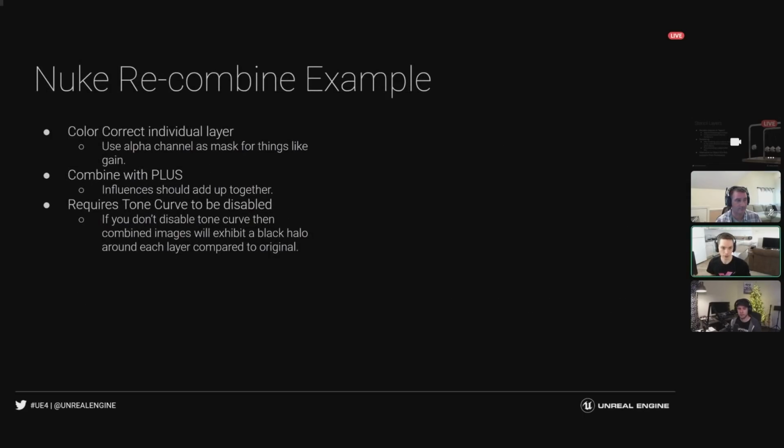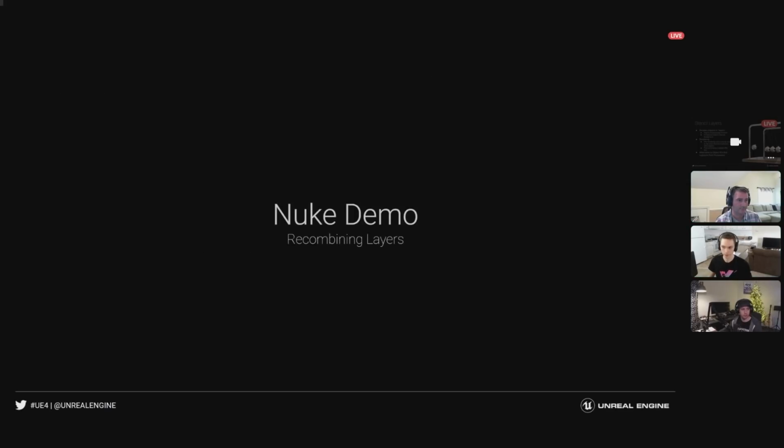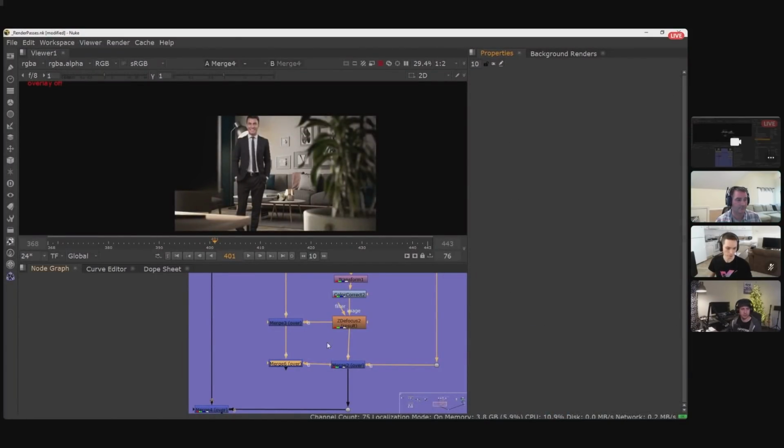So Andy will go through actually showing this in a demo, but if you were to use it in Nuke, you're going to want to color correct an individual layer. You can use the alpha channel as a mask. You combine them back together with plus, so that's just A plus B plus C, and it requires the tone curve to be disabled for them to add back up together. Now I'm going to turn it over to Andy to give us a really cool demo on Nuke.